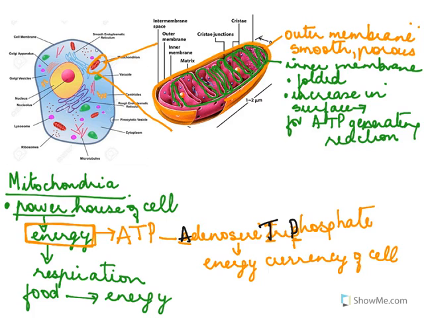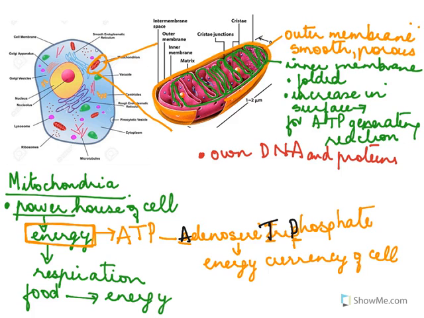Another very important point about the mitochondria is this: they have their own DNA, their own DNA and proteins. And because they have their own DNA and proteins, they are able to replicate on their own. This is a very important feature of the DNA of the mitochondria.